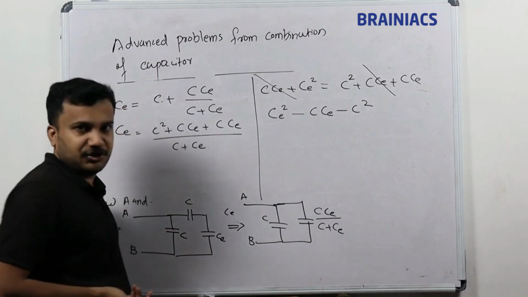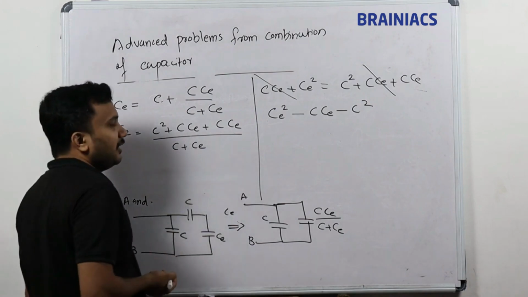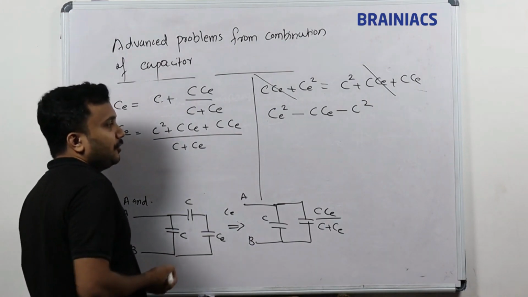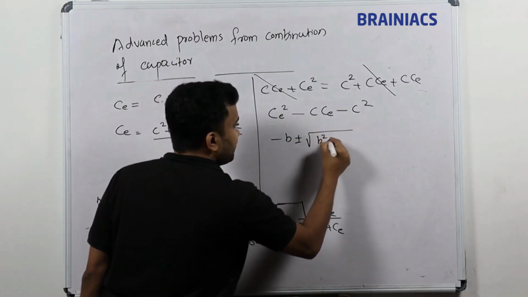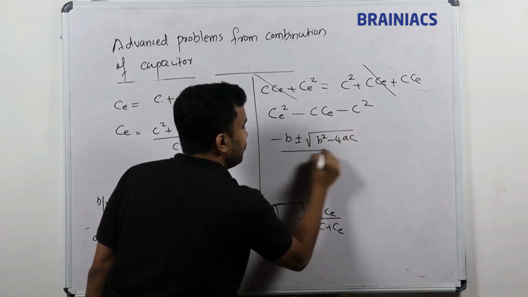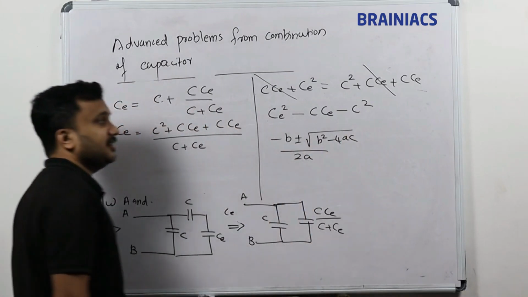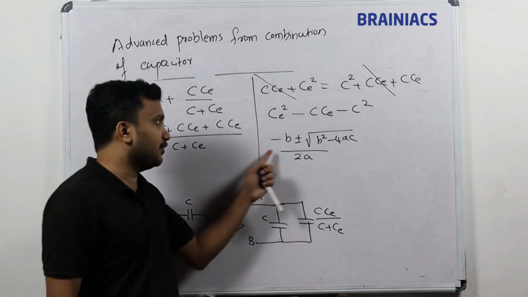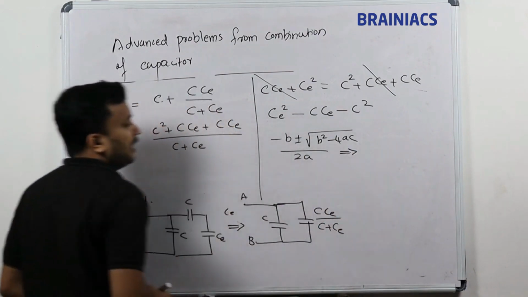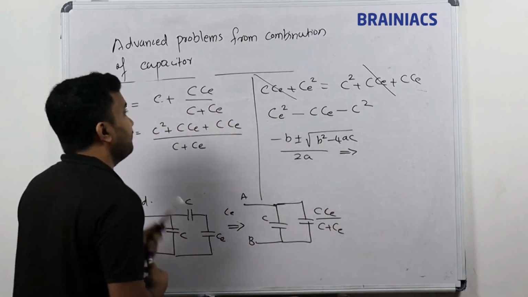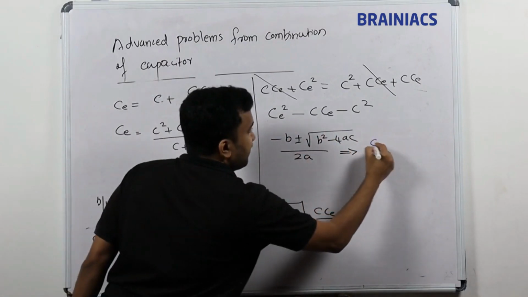This is a quadratic equation. To find the roots of a quadratic equation, what is the formula? Minus b plus or minus root of b squared minus 4ac, by 2a. You studied this formula in 9th or 10th standard, right? Minus b, we will substitute here. What is minus b? I will use another color so that you can see the difference. So minus with minus it becomes c.